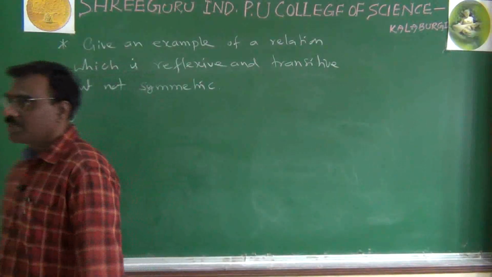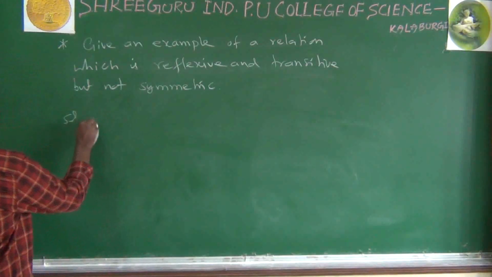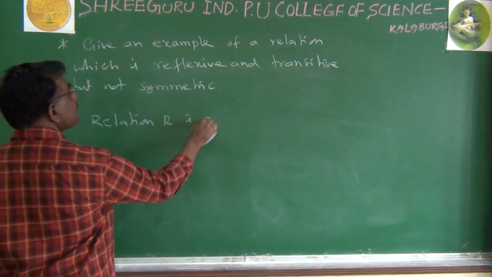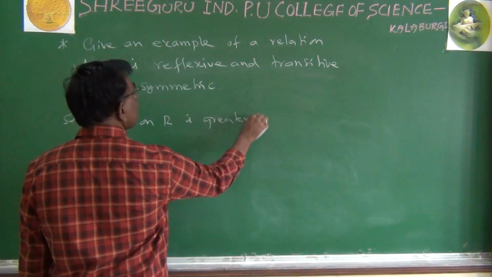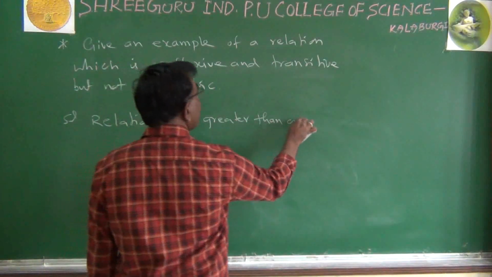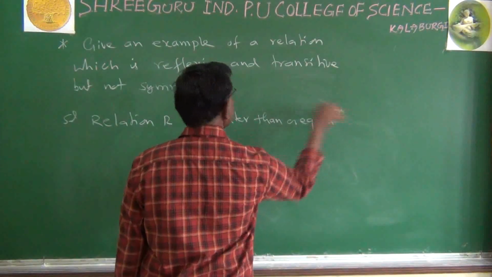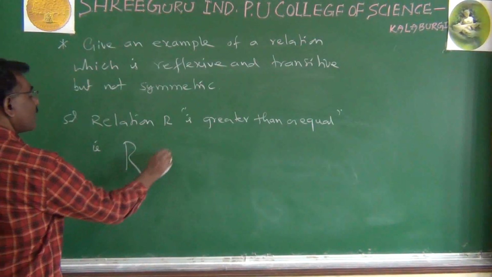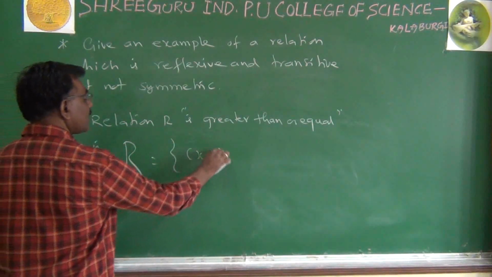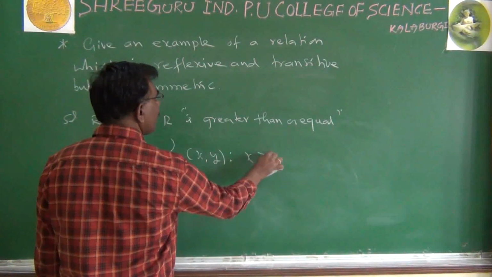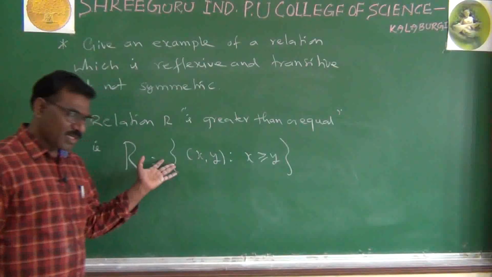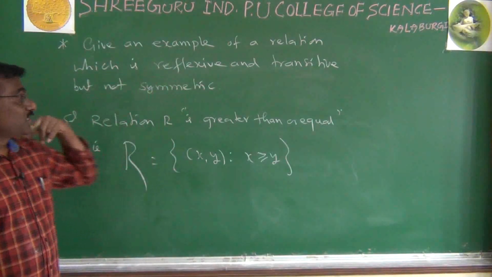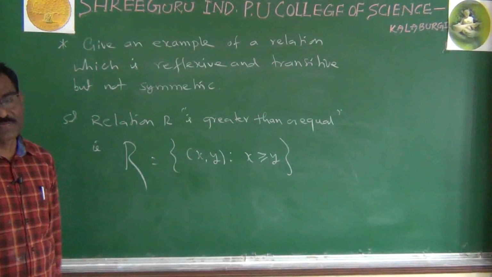So generally the relation R is greater than or equal, that is R equals (x, y) such that x is greater than or equal to y. So this relation is called reflexive, transitive, but not symmetric.